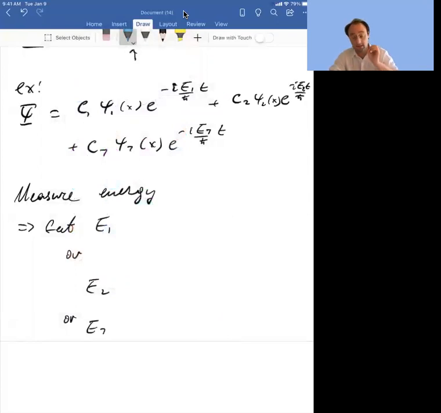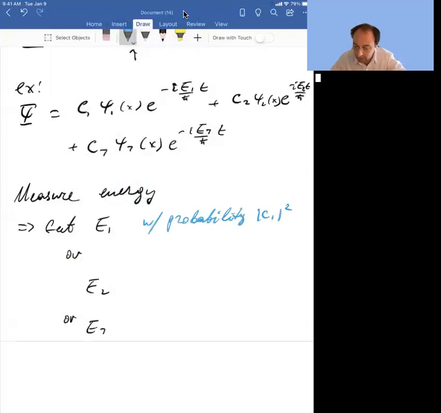You cannot predict before. Whenever a particle is in this kind of quantum state, in this kind of wave function, you cannot be certain what value you're going to get. You can only predict probabilities. So the probability that you would get E1 is the square of the magnitude of coefficient C1. Remember, C's can be complex numbers.